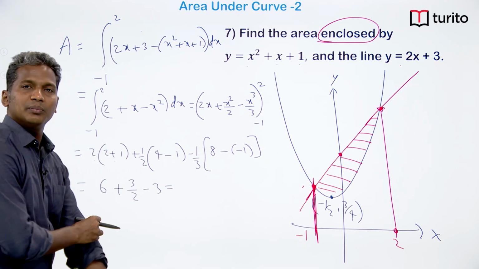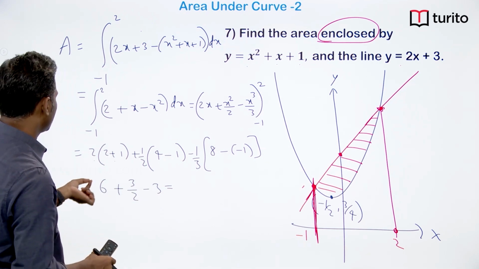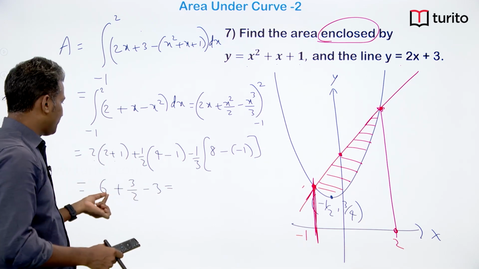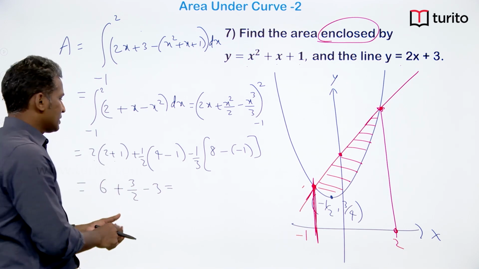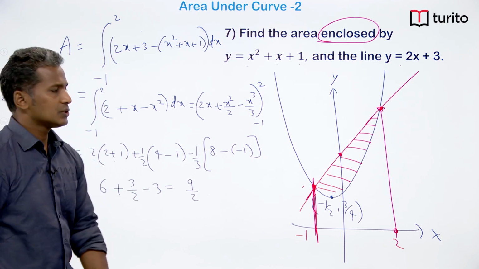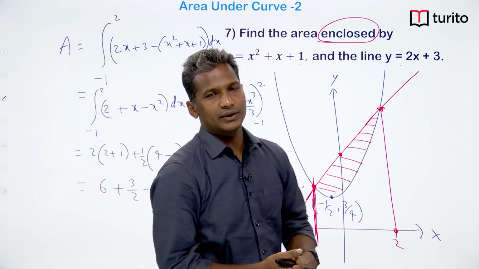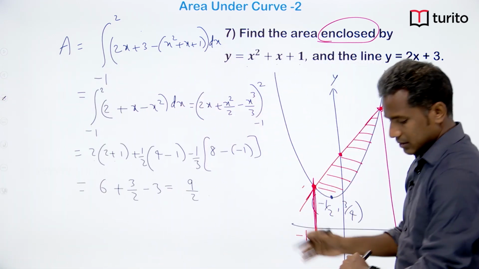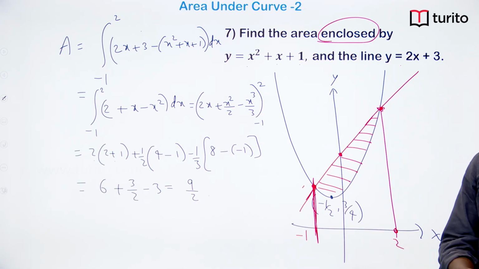Okay, so luckily the numbers have become very simple numbers. 6 minus 3 is 3. 3 plus 3 by 2 is basically 9 by 2. Okay. So, the area here is 9 by 2. So, this way we can solve the problem with ease.